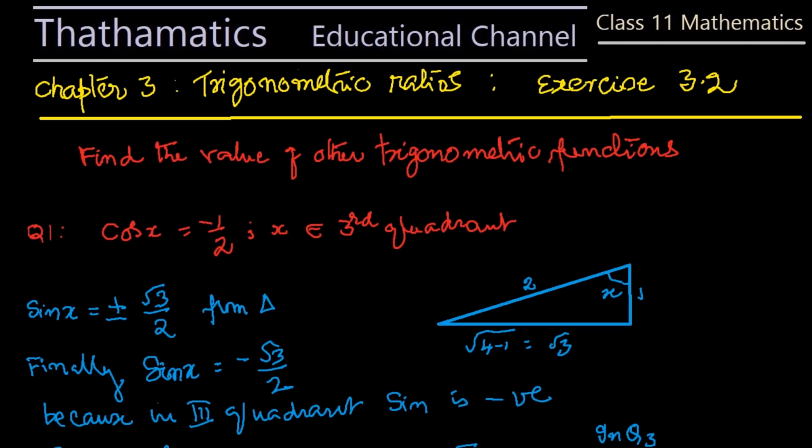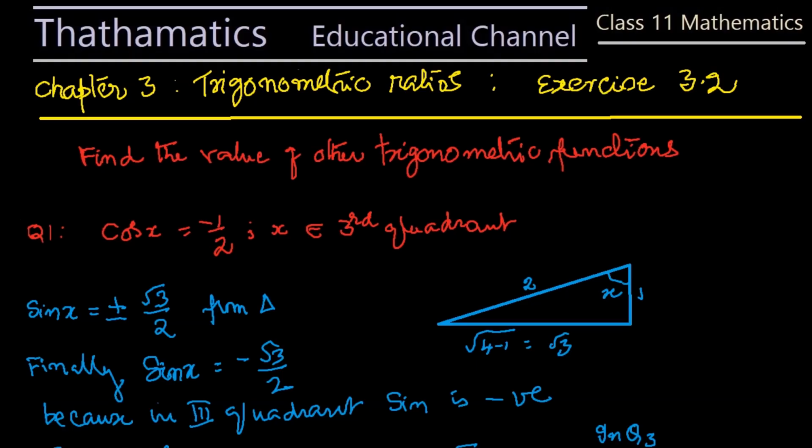In question 1, cos x is minus half and x belongs to the third quadrant. In the third quadrant, all silver tea cups: tan is positive, cos is negative, sin is negative. Okay. So first, let us draw the triangle.